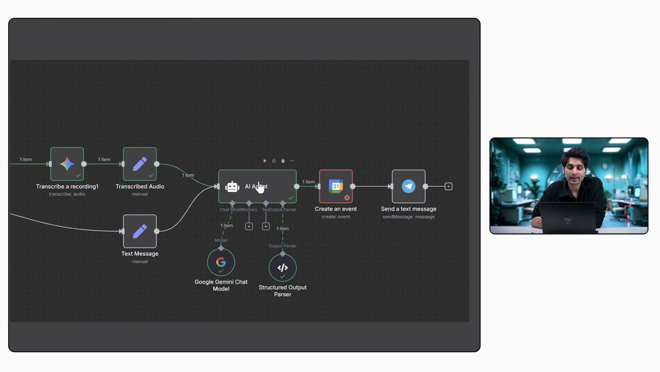Now it goes to an AI agent. The AI agent will make a decision. Remember, I told you there's linear workflows. Till now, we've been doing linear workflows. Now we're going to ask AI to be the brain and make a decision for us.